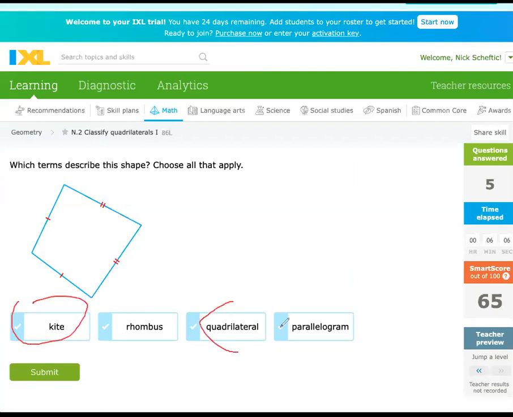It's a quadrilateral. No, it's not a parallelogram because the opposite sides are not congruent here. And it's not a rhombus because a rhombus is a parallelogram with four sides that are congruent. So it's going to be a kite and a quadrilateral.